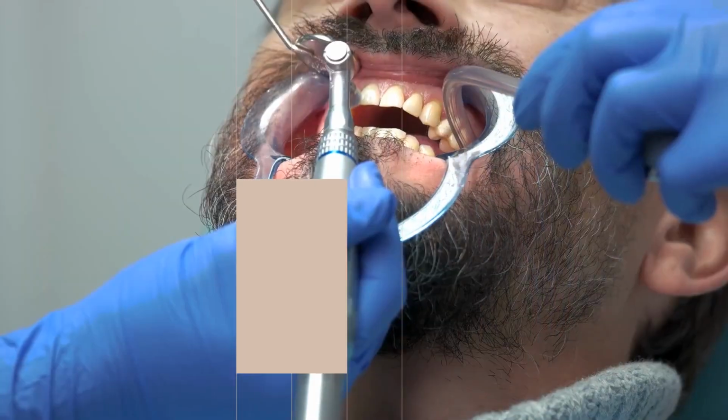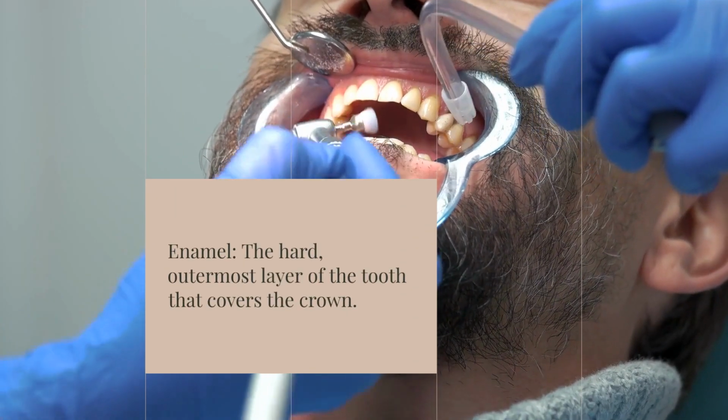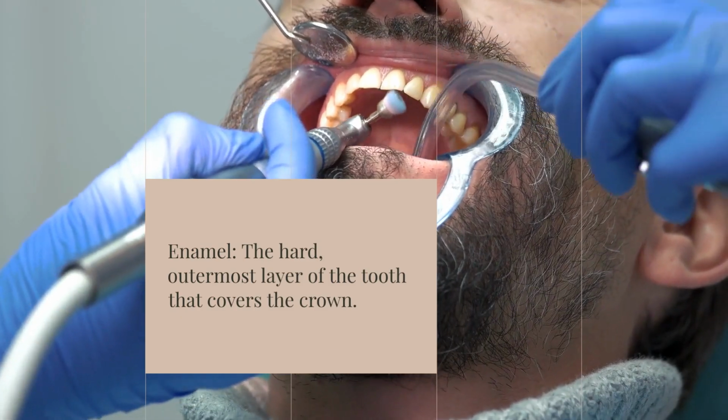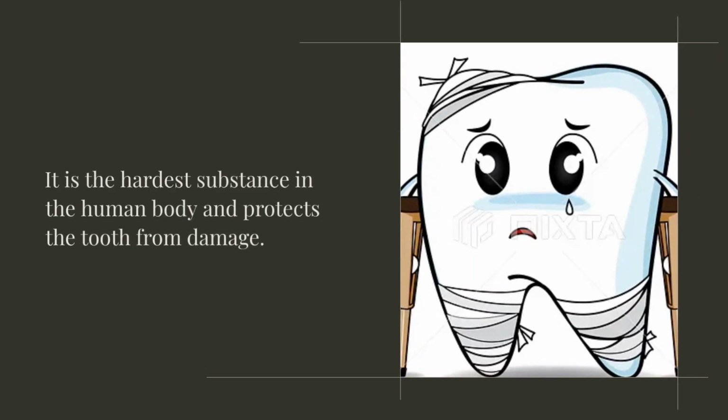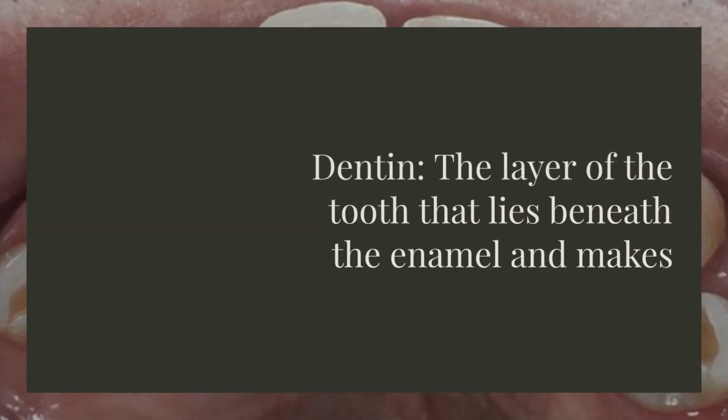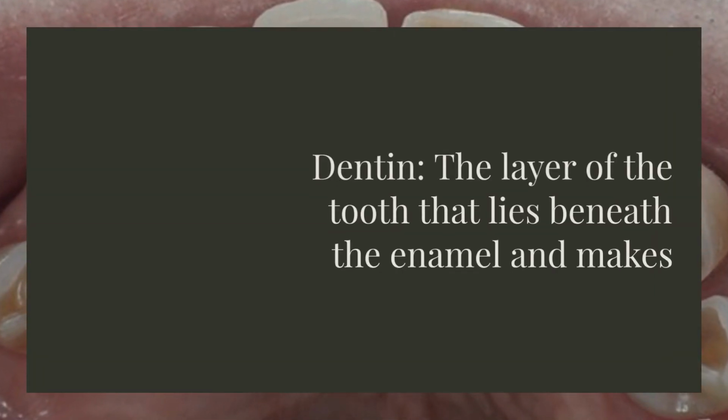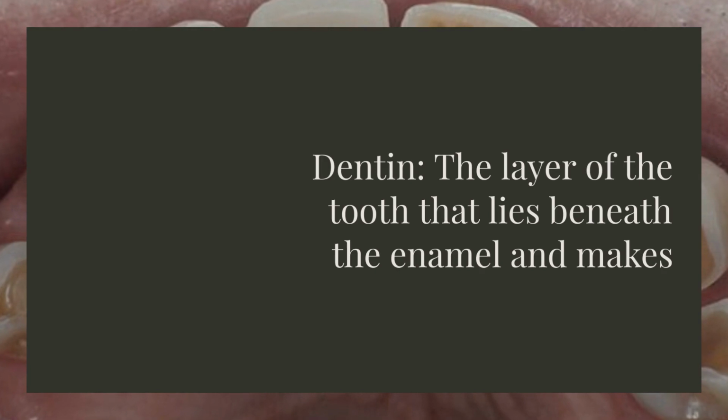Enamel, the hard, outermost layer of the tooth that covers the crown. It is the hardest substance in the human body and protects the tooth from damage. Dentin, the layer of the tooth that lies beneath the enamel and makes up the majority of the tooth structure.